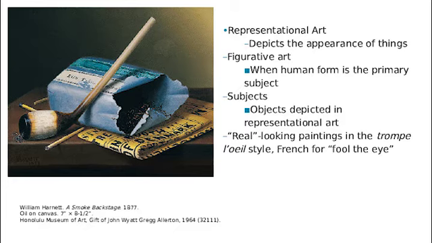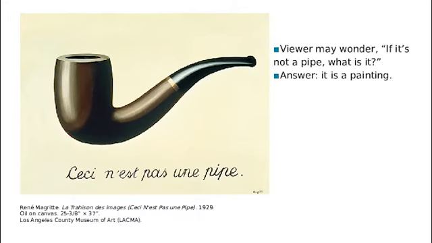Moving on, here's another image of a pipe that's very famous. This is The Treachery of Images, or La Trahison des Images, by René Magritte. And underneath the pipe, it says, "Ce n'est pas une pipe," which means this is not a pipe. And the viewer might wonder, if it's not a pipe, what is it? The answer to that is it's a painting of a pipe. It's a picture of a pipe. It's not the real thing. It's just a depiction of it.